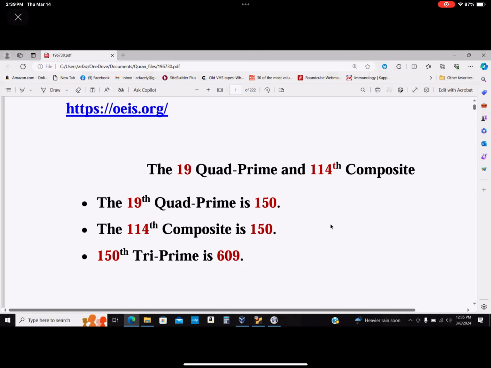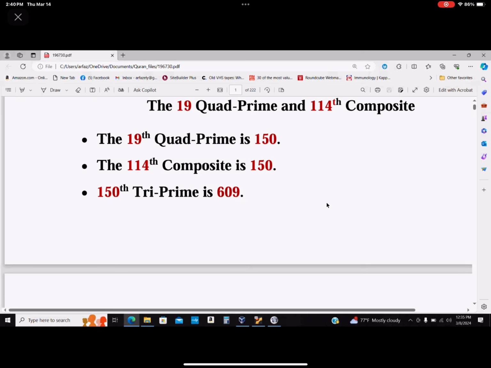The 19th quad prime is 150. A quad prime means it has 4 prime factors. So 150 is 15 times 10. 10 is 2 times 5, so that's 2 factors. 15 is 3 times 5, that's another 2 factors. So it's 2 times 3 times 5 times 5, a quad prime with 4 prime factors. So the 19th such number is 150.